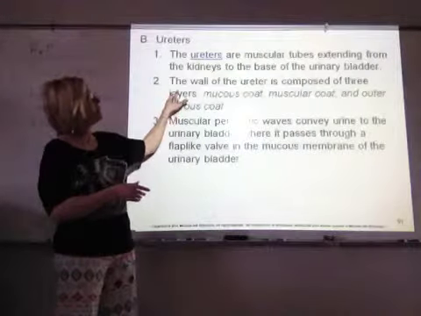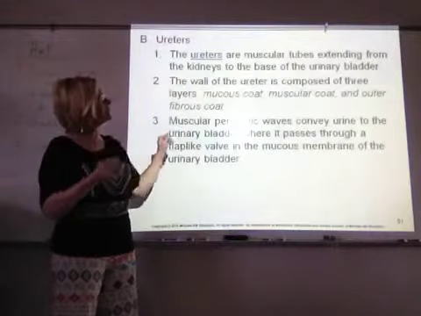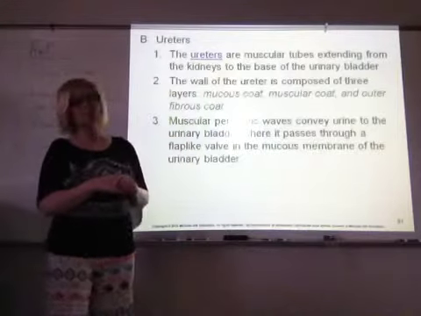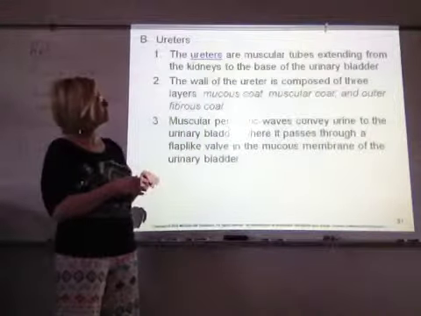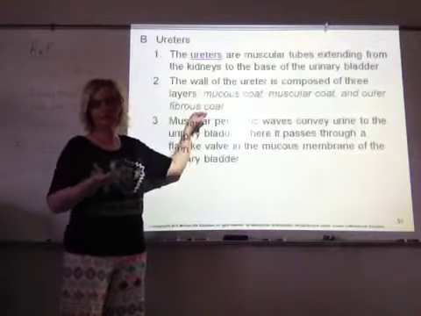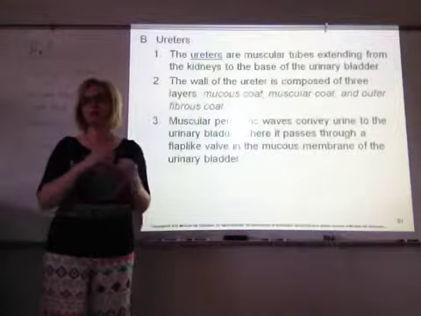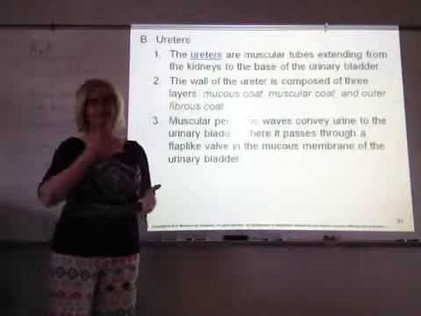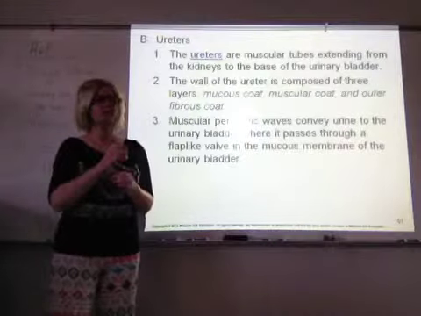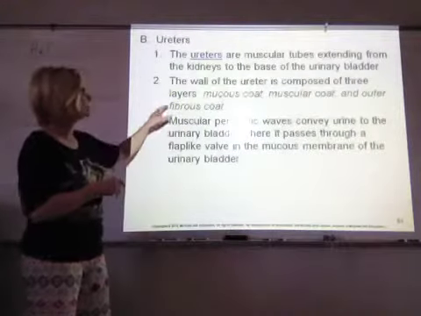The wall of these ureters, these long tubes, has three layers. There's the mucus coat, the muscular coat, and then the outer fibrous coat. So this is inside, middle, outside. Mucus, like most of your other organs, is going to be on the inside, which allows things to flow easier. The muscular coat is going to help push the urine through a little bit, and then the outer fibrous coat.